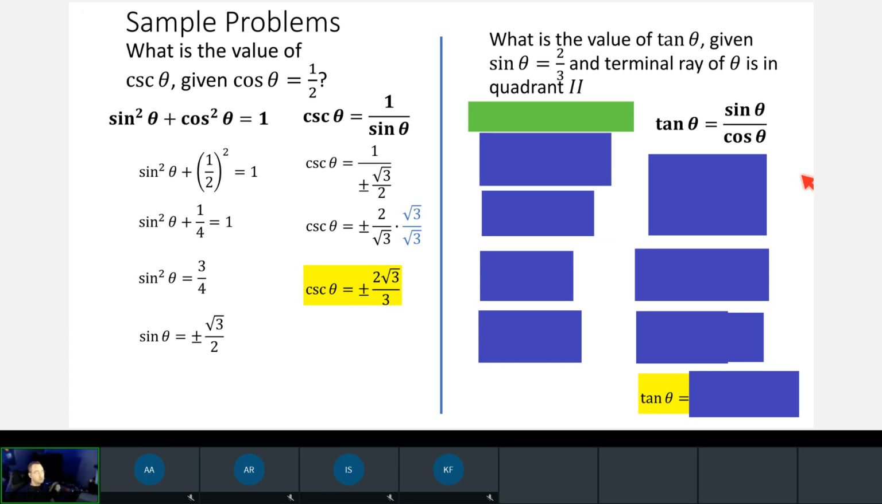Sine squared plus cosine squared equals 1. I think I use that one. That's the one that makes the most sense. I did. Yep. I sure did.